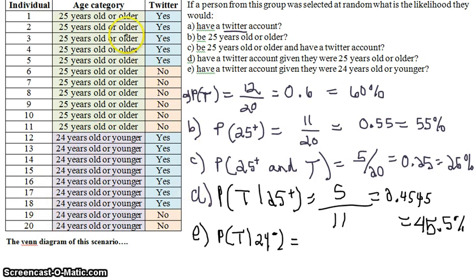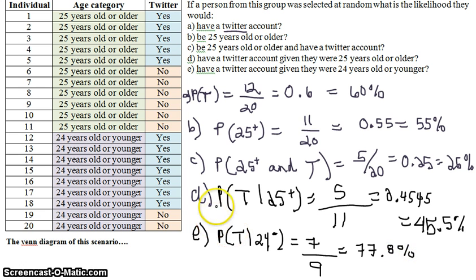Now see, again, I don't care about the entire sample space. I only care about the given, the 24 years old or younger. And so my denominator will become the likelihood of obtaining a 24-year-old or younger person, and my numerator will be the number of events that apply in this given category. So that's 1, 2, 3, 4, 5, 6, 7. So 7/9, which is about 77.8%.